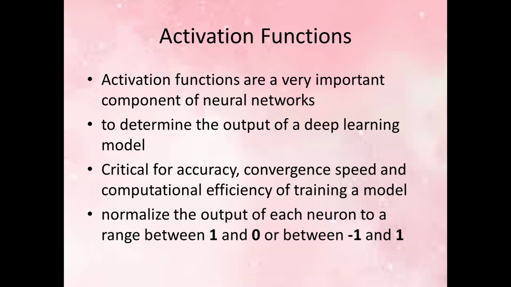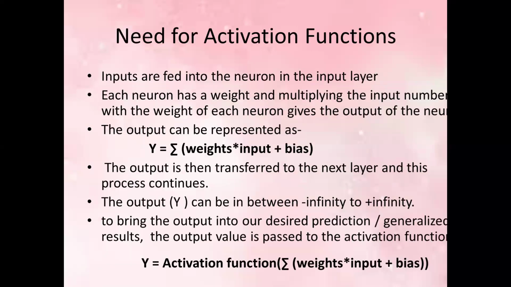Typically, activation functions are used to normalize the output of the artificial neuron within the range of 0 to 1 or -1 to 1. Let us see why we need activation functions. Typically, the inputs are fed into the artificial neuron in the input layer. Each neuron has a weight, and the input is multiplied with the weight so that we predict the output of the neurons. The simplest formula to calculate the output of the neuron is the sum of the product of weight and input plus bias. This output of the neuron in one layer will be sent to the neurons in another layer as input.